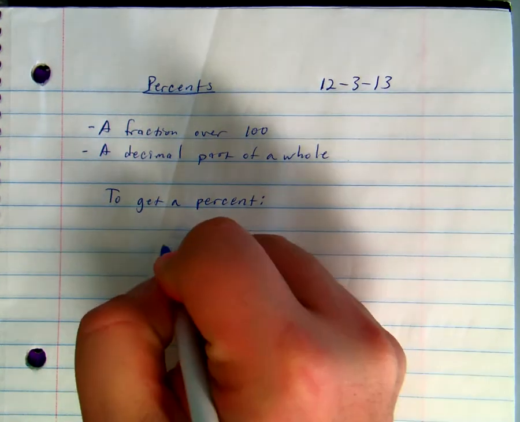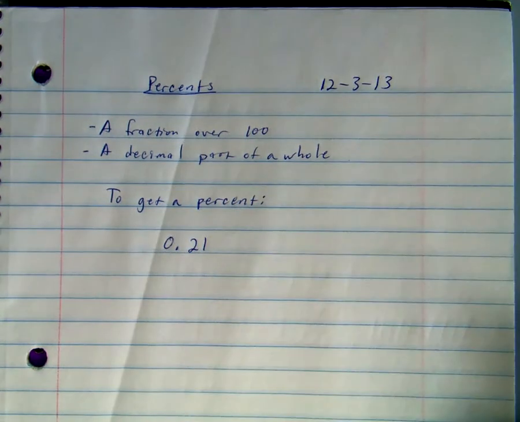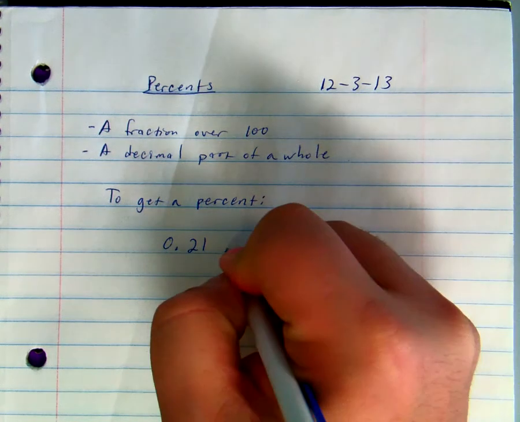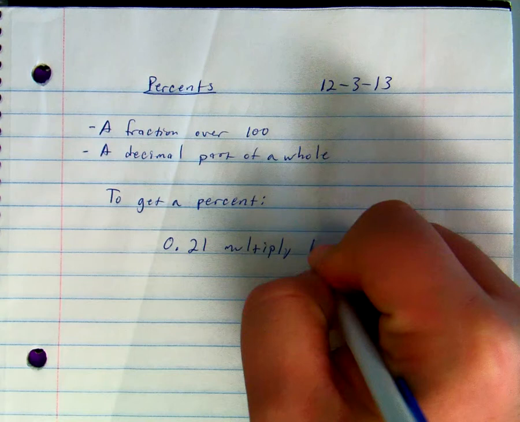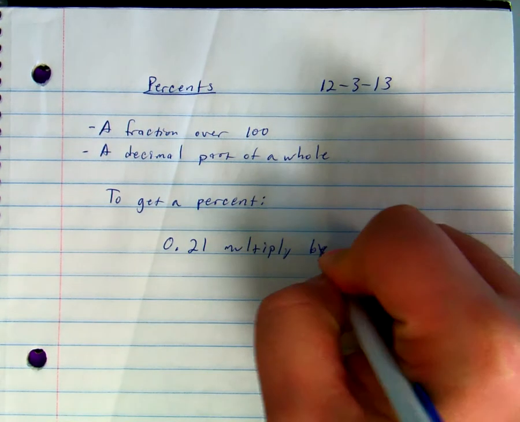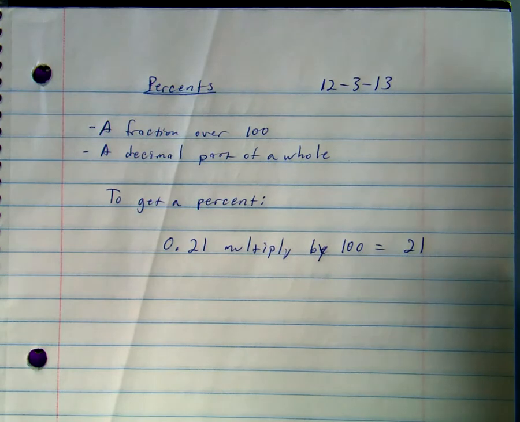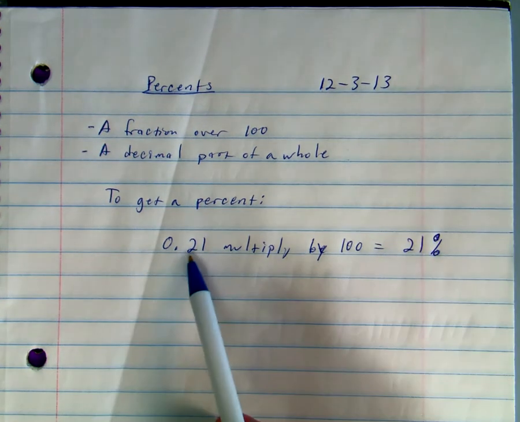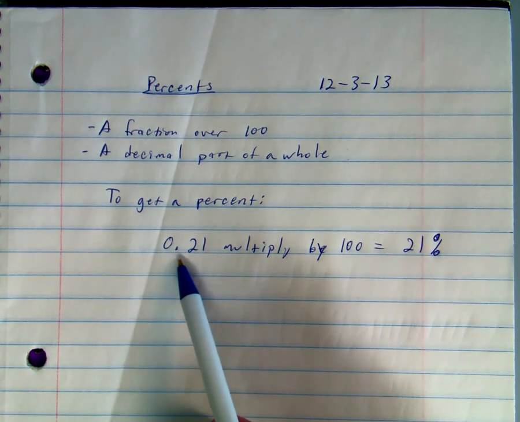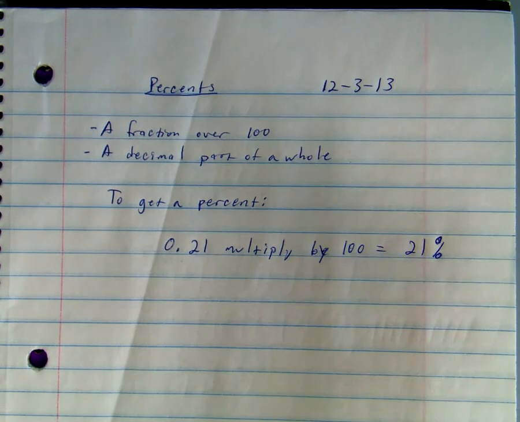When given a decimal, such as 0.21, you multiply by 100, and you get 21. Then you put a percent sign after it, and that's 21%. So what that means is that 0.21 or 21 hundredths is 21% of the whole.